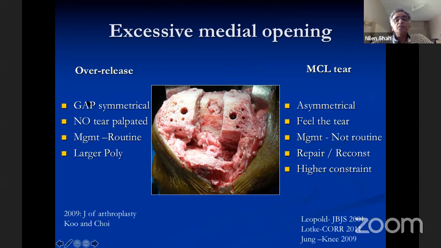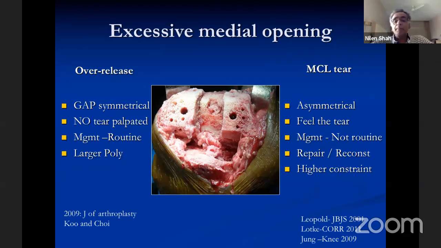In an over-release situation, the medial tibiofemoral gap and the lateral tibiofemoral gap will still be symmetrical. You will not be able to palpate any tear, and you can manage this routinely with a larger poly, and you may brace them. With an MCL tear, the gap will become asymmetrical. The medial tibiofemoral space will be huge. You can feel the tear, and management is definitely not routine.